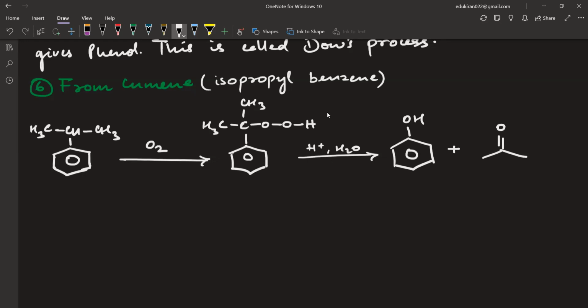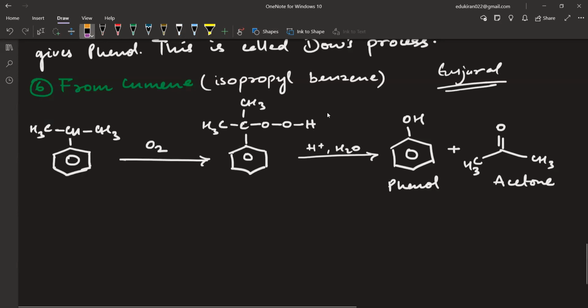So it is commercially very viable because we get two very important molecules, phenol and acetone. Acetone is a solvent and phenol is used in many manufacturing units. There are companies and manufacturing units in Gujarat also in India, which use this process for the preparation of acetone and phenol. Right, next.